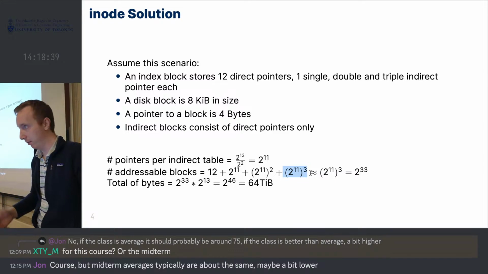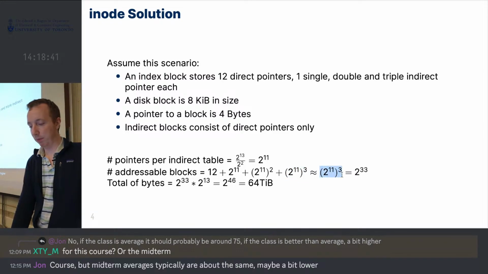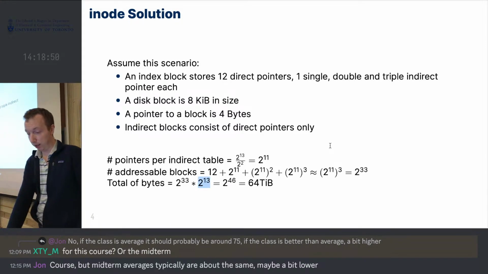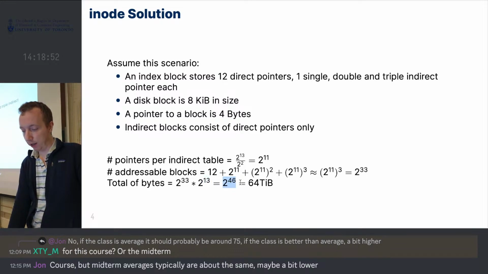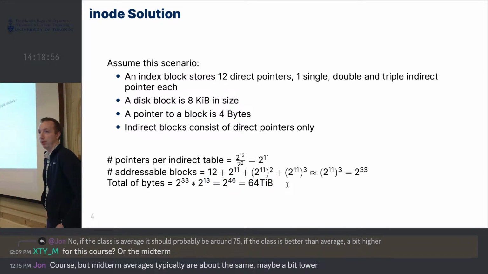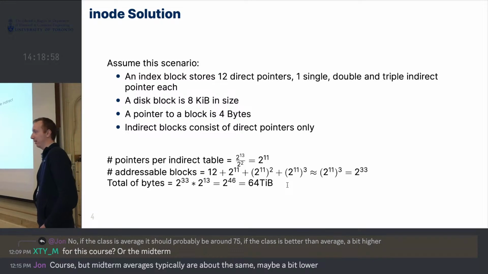So if I want to estimate the maximum file size, it's about that, which would be 2 to the 33 blocks. Then if I multiply 2 to the 33 by the block size, which is 2 to the 13, the maximum size of the file is 2 to the 49, or 64 terabytes. Seems a bit more reasonable than 16 megabytes. Yep.